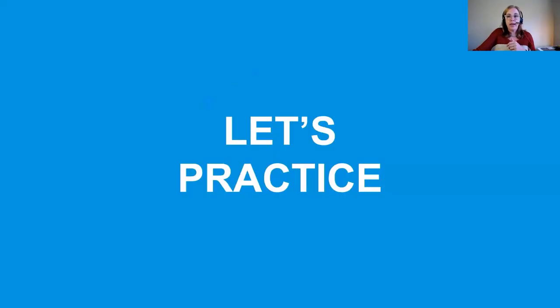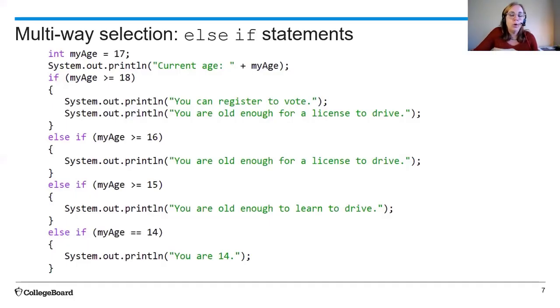So let's look at a piece of code that kind of works off of the last couple of examples. So we still have age, and the program's going to print out the current age of the variable, the current definition of the variable. But then we have if your age is greater than or equal to 18, you get a couple of output statements. Else if it were 16 or older, else if 15, and then if your age is exactly 14, you would have those things. So the program is going to function.